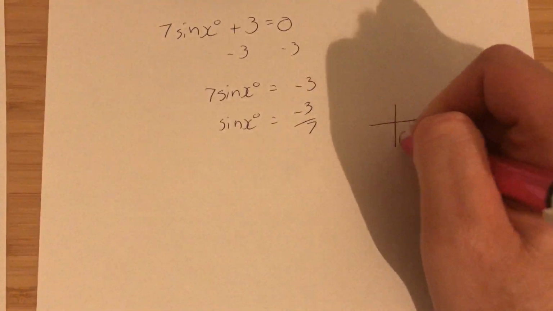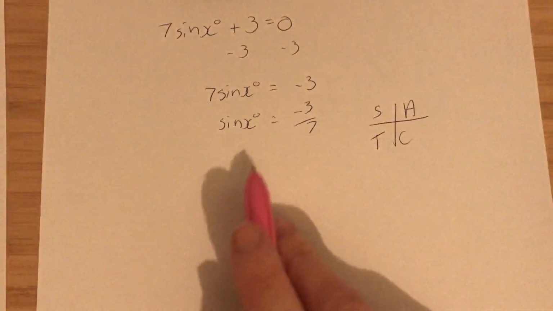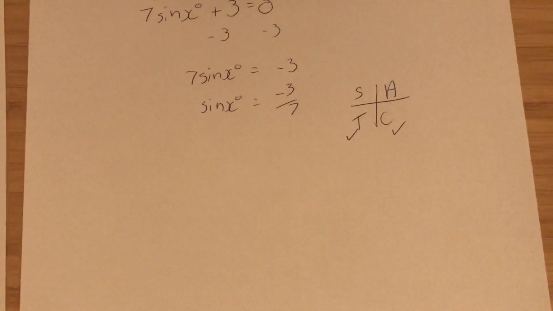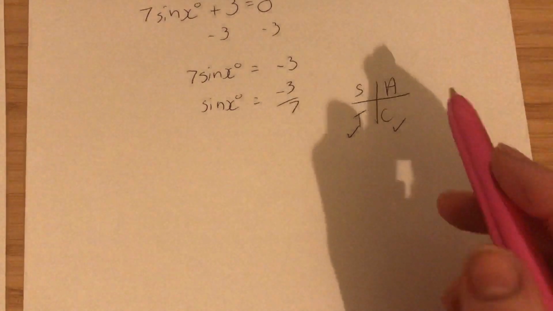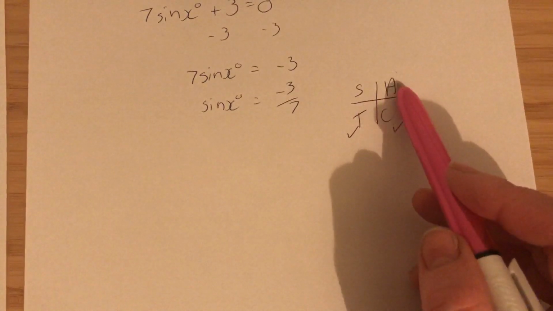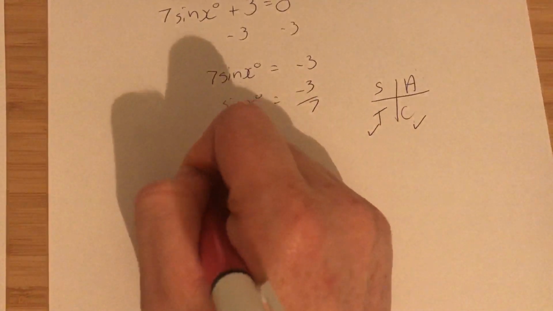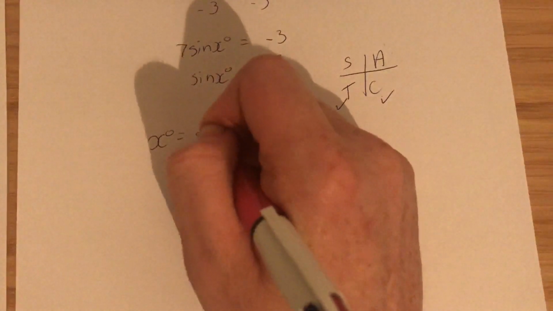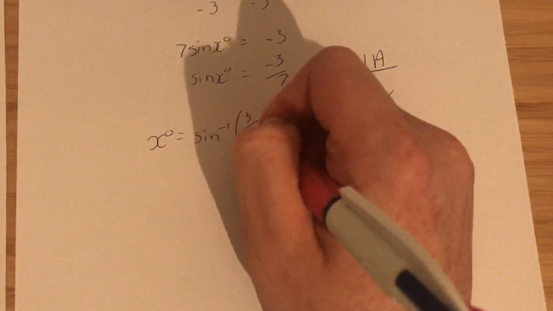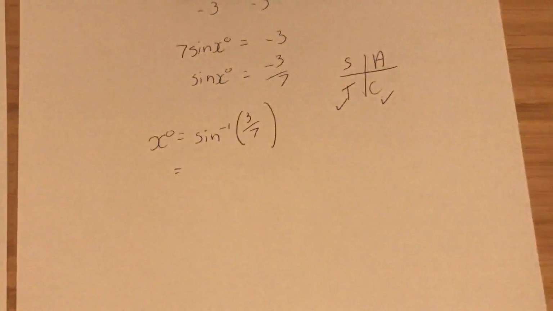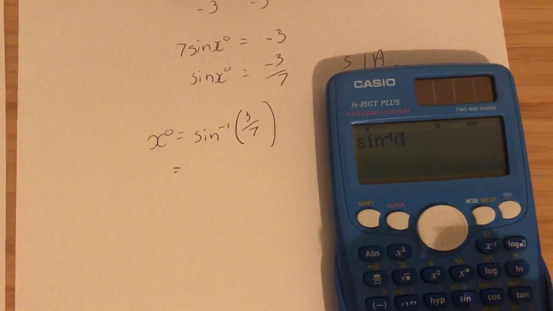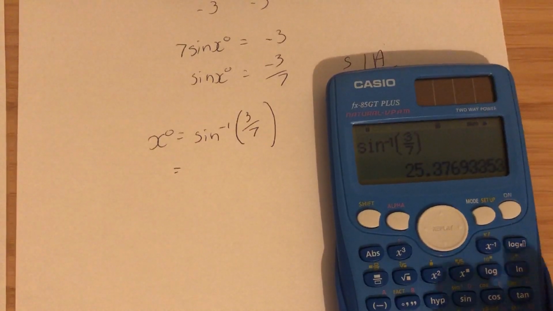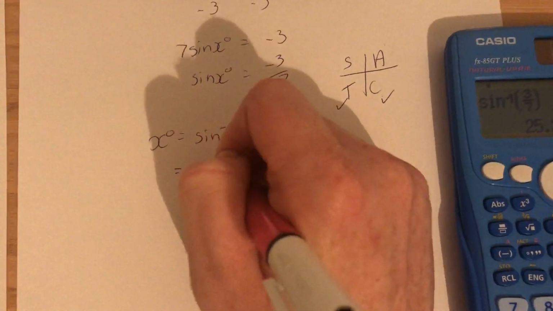We've got sin x equals something, so we can draw our CAST diagram. Sin x is negative, which means it's going to lie in T and C. So the opposite to what it would if it was positive. Before we can find T and C, we have to find this one that lies here, the one that's with the calculator, the positive version. So where it's all positive, we need to find that one first. So inverse sine of positive 3 over 7 will give us that solution. Inverse sine 3 over 7. 25.4 degrees for that one.